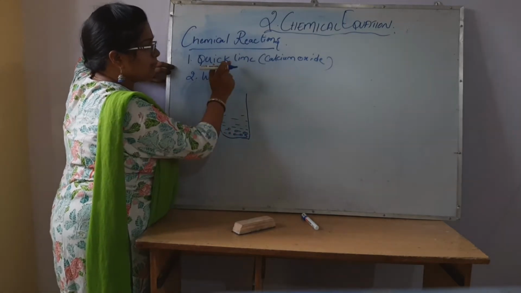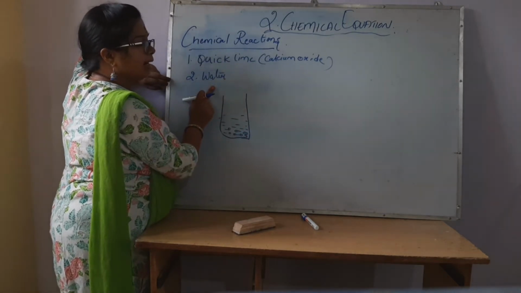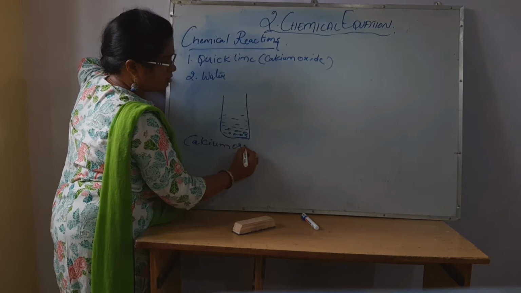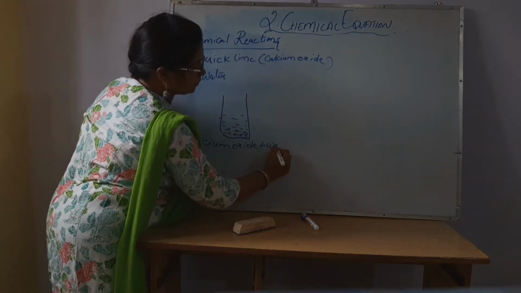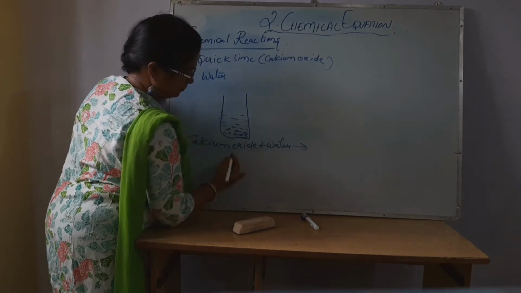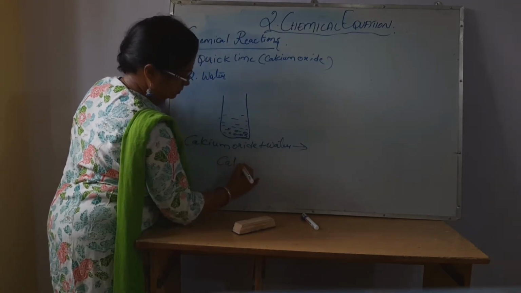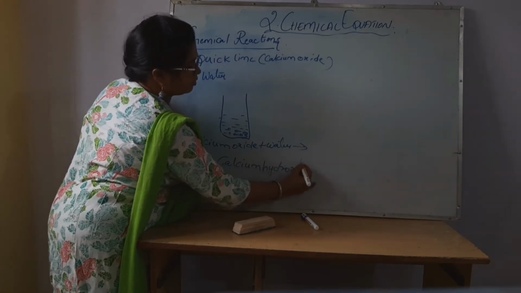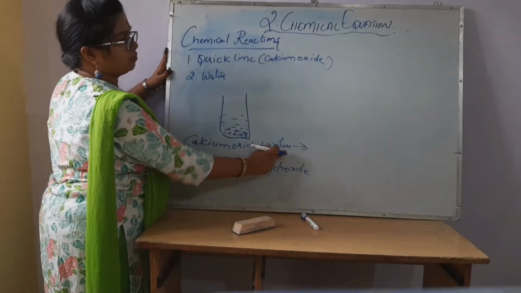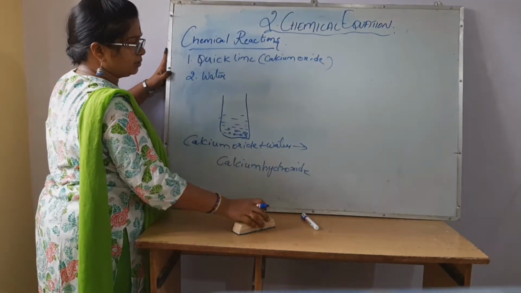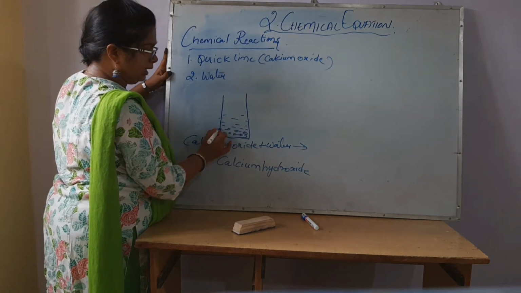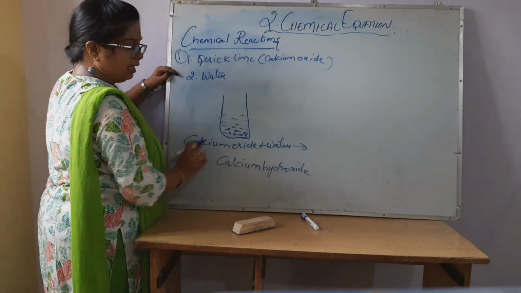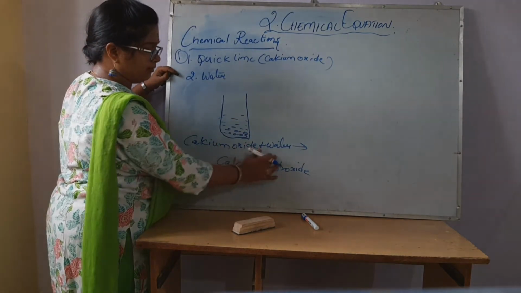When calcium oxide is combined with water, calcium oxide plus water gives rise to what? Calcium hydroxide, which is different from these two. So here, this is the first example I am taking in chemical reactions. What happened? Heat is evolved, and a new product is formed, which is different from these two.